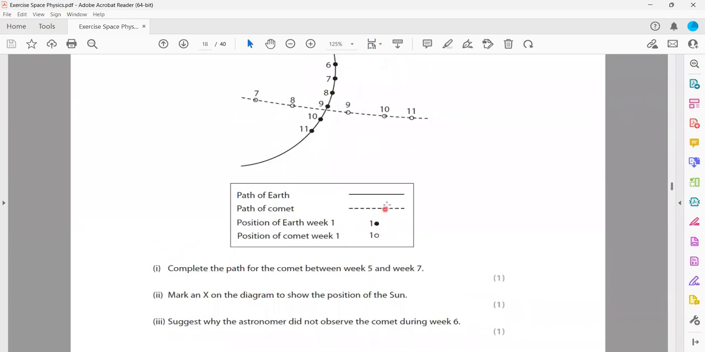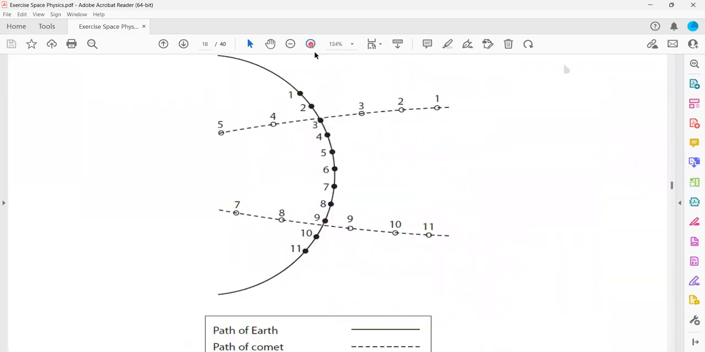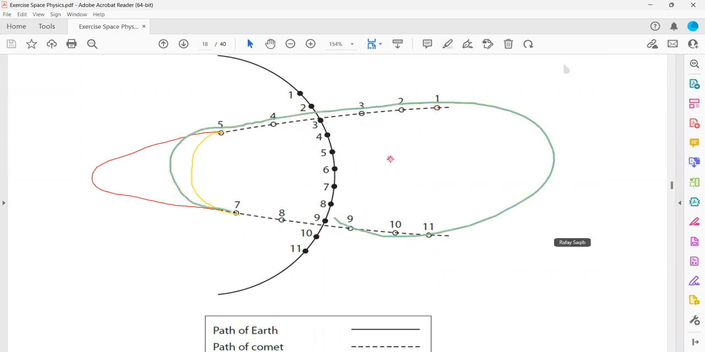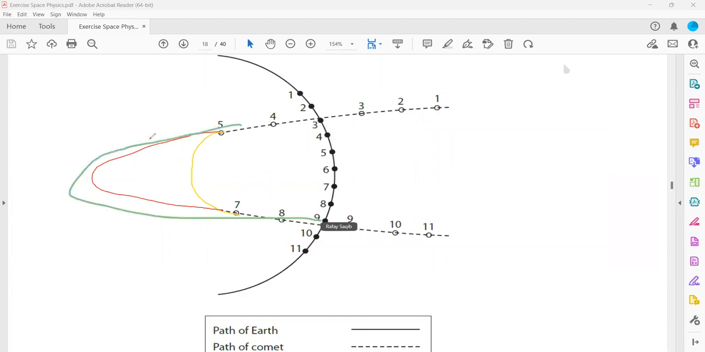Complete the path of a comet between week 5 and 7. Use the screen annotation to complete the path of the comet. This is the comet. So, yeah, good. You don't have to complete this part because it's only weeks 5, 6, and 7, so only around this. The curvature you make is fine, but I think this one looks more appropriate.